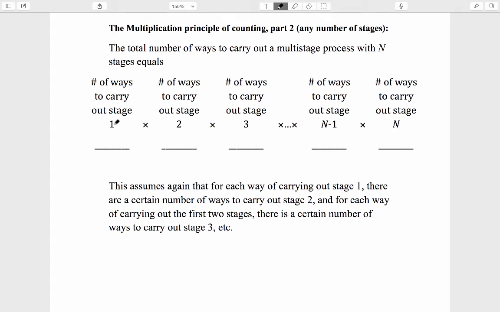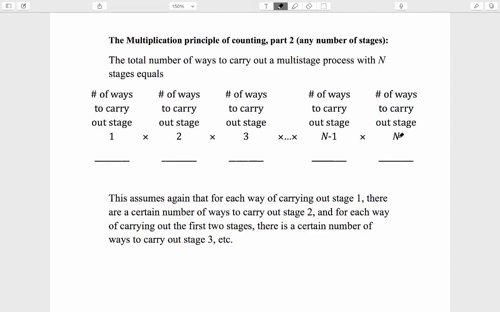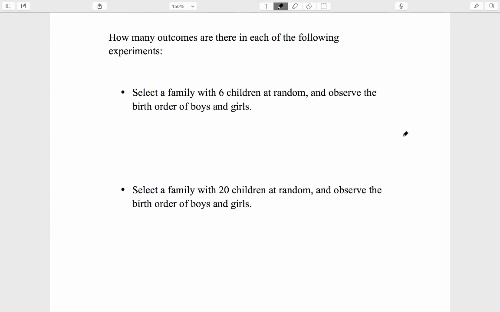For each way of carrying out stage 1, there are a certain number of ways of carrying out stage 2. And for each way of carrying out the first 2 stages together, there are a certain number of ways of carrying out stage 3, etc. If we really wanted to, we could draw tree diagrams with n layers of branching, however large n is. That becomes impractical to draw, but in principle we could do it. Let's apply the multiplication principle in its full glory.